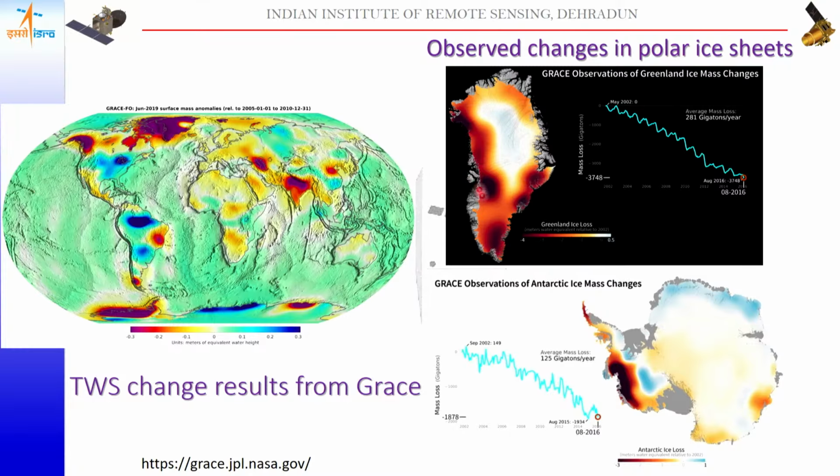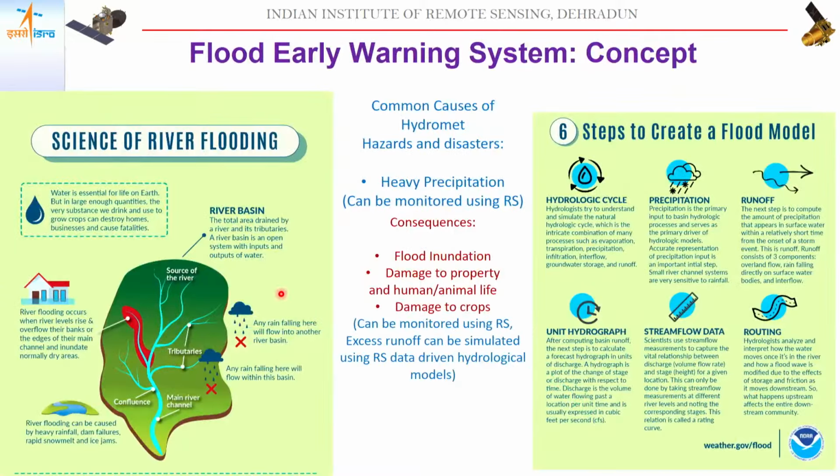Similarly, West Antarctica is losing ice. Greenland is losing ice. So the loss of ice, or the gain of water, is very precisely observed using these gravity-based satellites. And all these data sets ultimately contribute to a better early warning system.